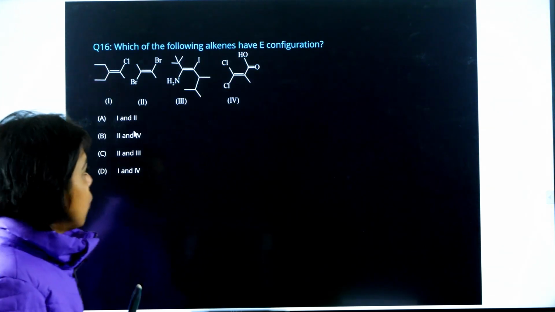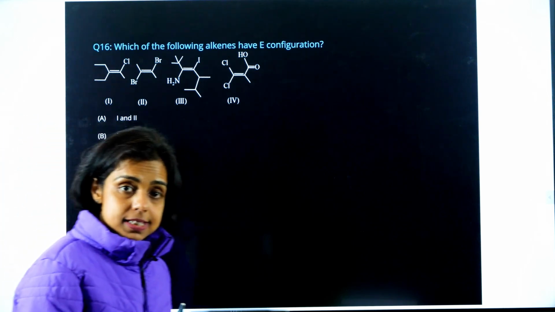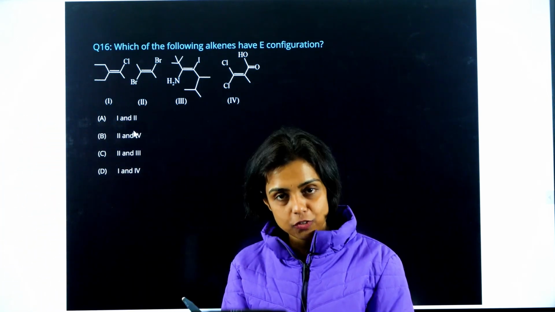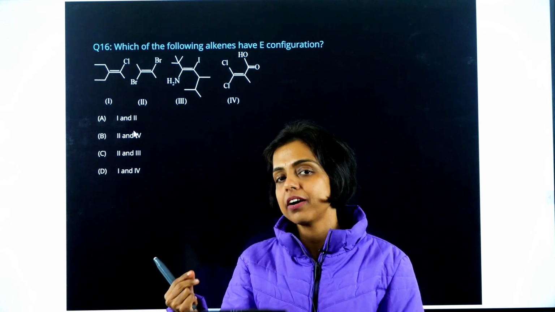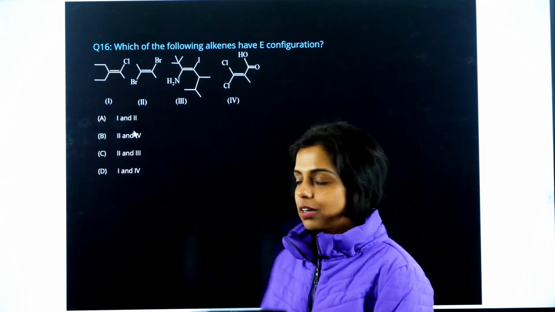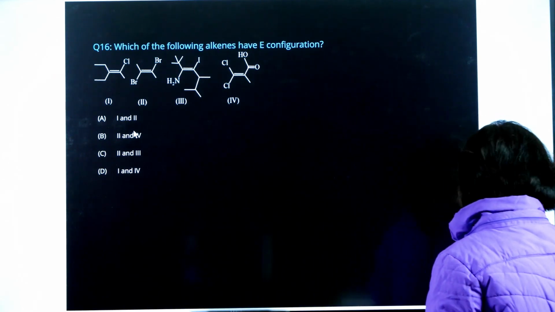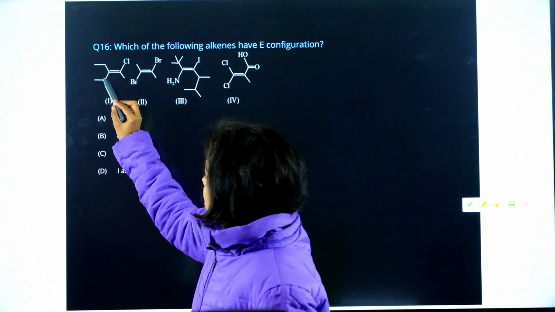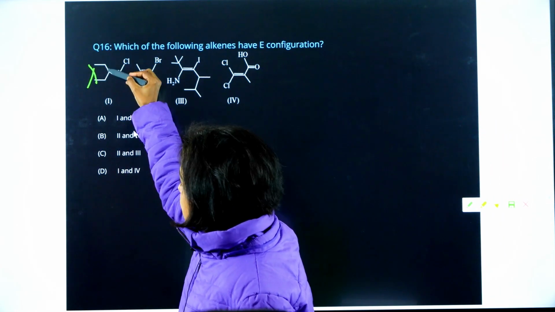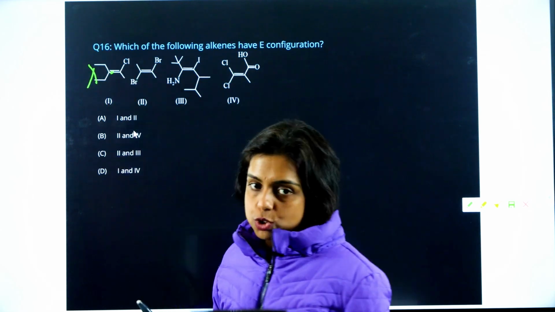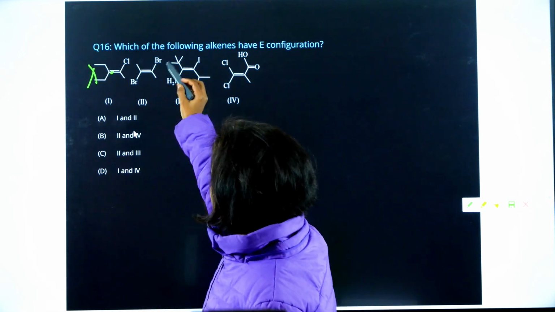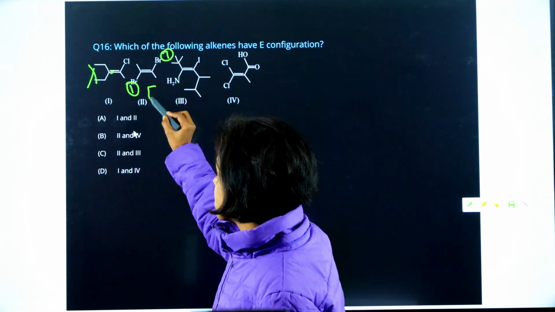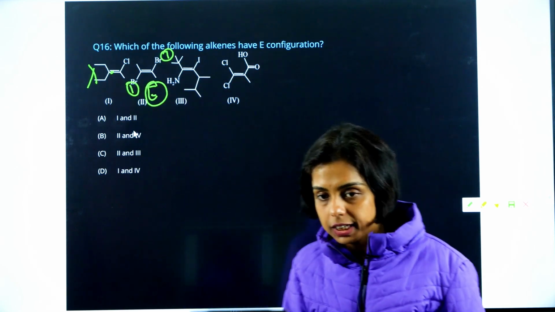Now question number 16 of your mock test. Which of the following alkenes have E configuration? That means the higher priority groups should be on opposite sides of the double bond. Let's check, starting with the first molecule. This will not show geometrical isomerism because the same groups are attached on this carbon. On the other double bond, this is the first priority group on this carbon, and this is the first priority group on the other carbon. They are diagonally opposite, so we assign the configuration E here.